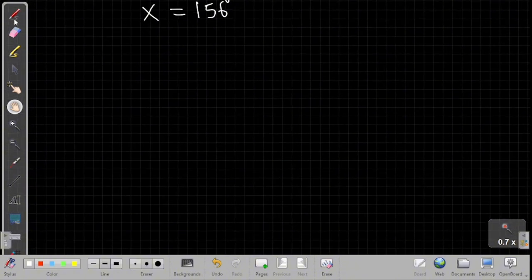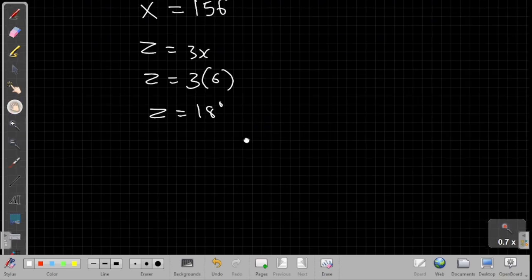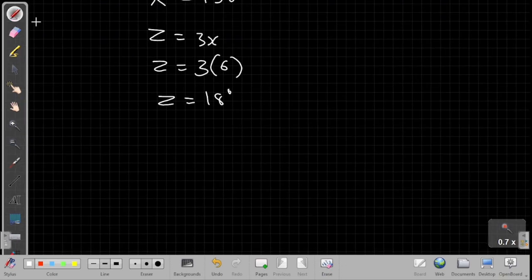Now we said our z is equal to what? 3x. So there's no big deal to do there. That's 3 times 6. So our z is basically 18 degrees. Then the last one we have is the y. So don't forget that we said y is equal to x. So therefore y is basically 6 degrees.